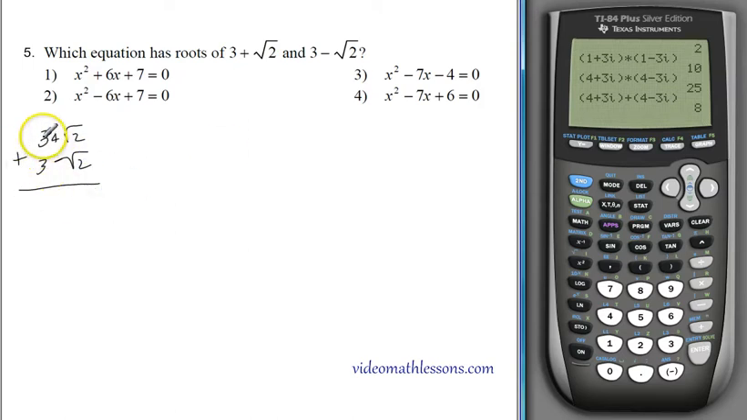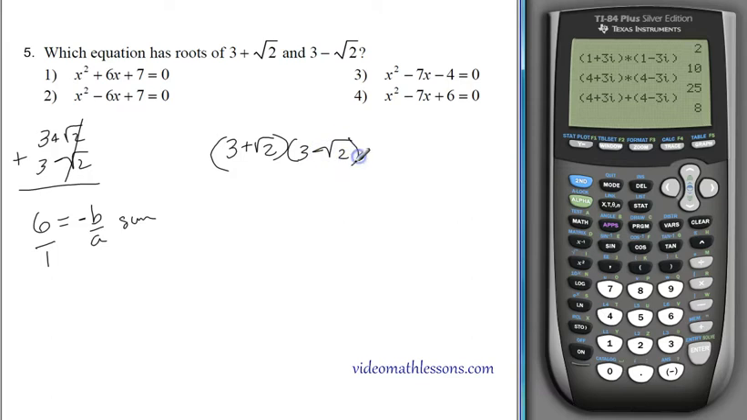So when I add these together, I get 3 and 3 makes 6. The plus and minus cancel out. So the sum is 6. So that's the sum. So I set it to the formula negative b over a for that. Now I'm going to do the product. Now that one is a little bit trickier. And I just got to be careful. And just multiply. Distribute. 3 times 3 is 9. Minus 3 rad 2. Plus 3 rad 2.